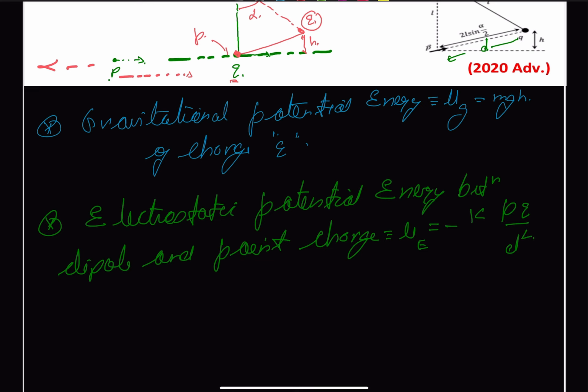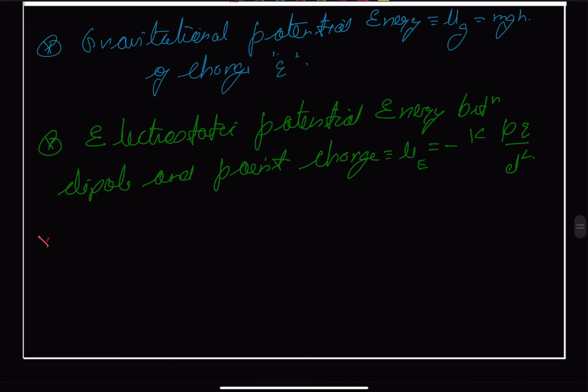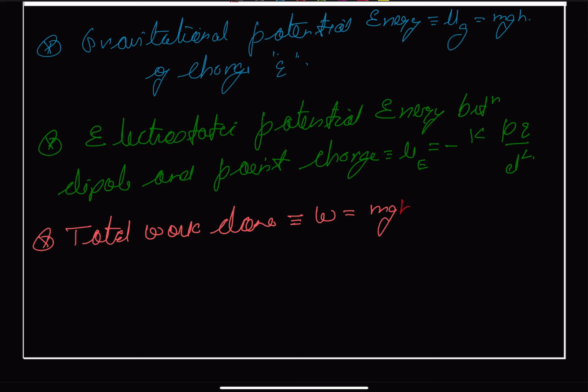So the total work done, let us suppose W, will be equal to the gravitational potential energy plus the electrostatic potential energy, K P Q upon D square.